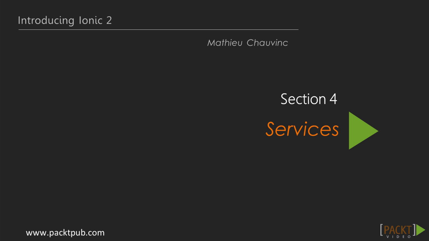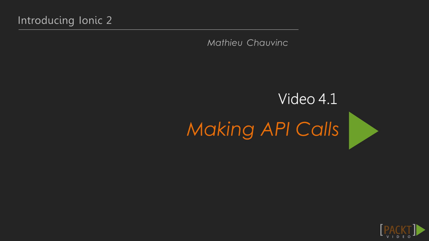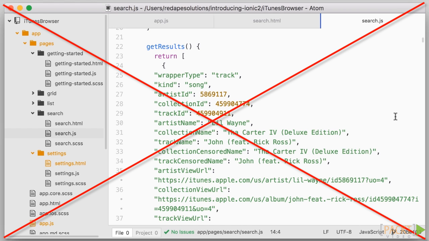Then we will build our own service for better code reusability, and at the same time, learn how to circumvent cross-origin issues using JSON-P. So let's start by making our search a real search. So far we had hard-coded results in a getResults method. This has now been removed.